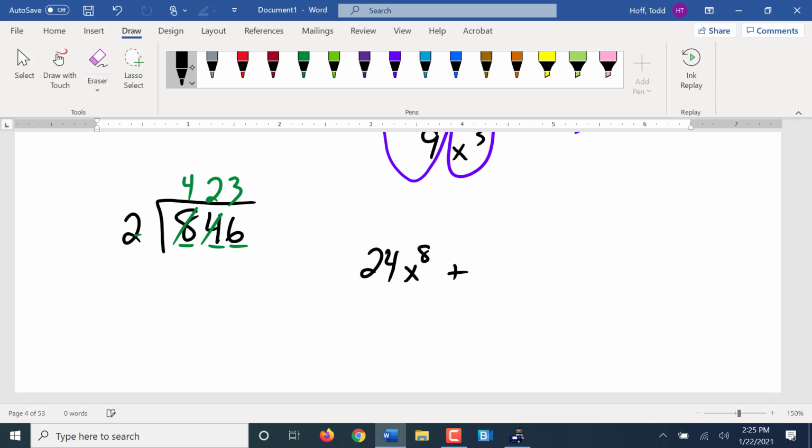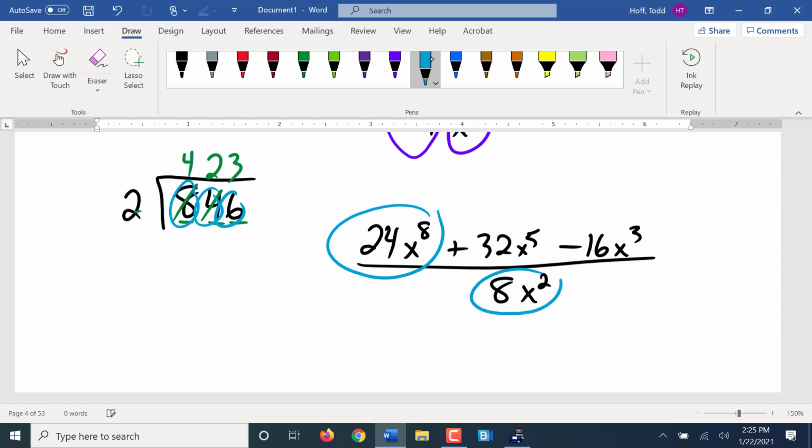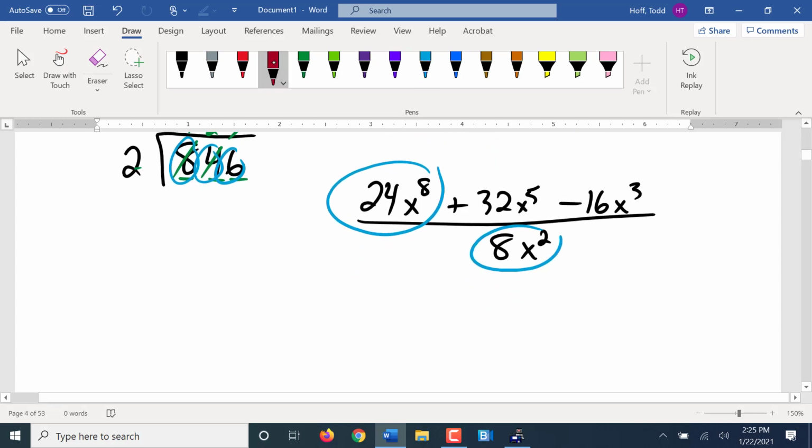So I have 24x to the 8th plus 32x to the 5th minus 16x to the 3rd over 8x squared. Just like here, I divided each digit separately. I can do the same here. What is 24x to the 8th divided by 8x squared? 3x to the 6th. Good. 24 divided by 8 is 3. X to the 8th divided by x squared. 8 minus 2 is 6.